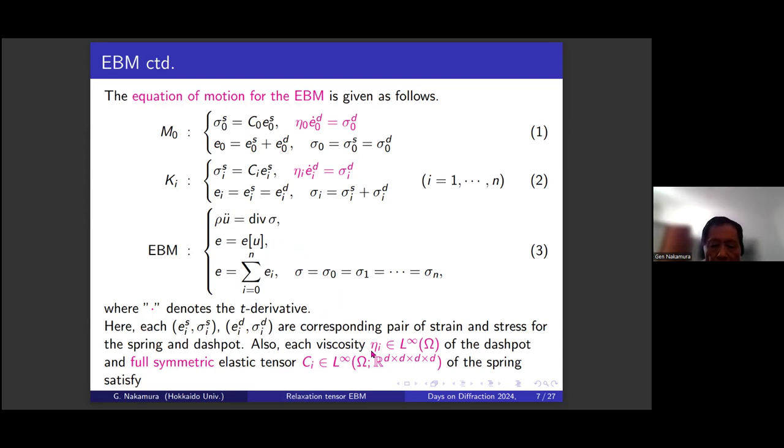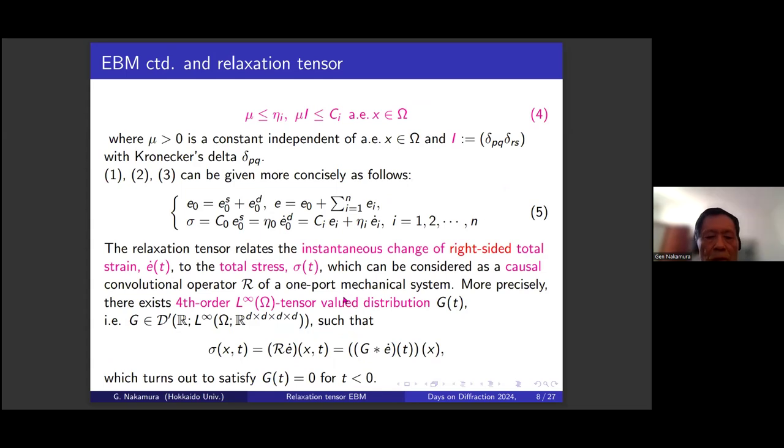Okay, so for the viscosity eta_i, I assume it is in this function space, and for each elastic tensor C_i, I assume it has the full symmetry, and also belongs to this function space. Not only that, for eta_i and C_i, I also assume they satisfy this inequality, so they are both bounded from below by mu. Here, mu is a positive constant, and it doesn't depend on x and also this index i. This I is just the identity of fourth order tensor.